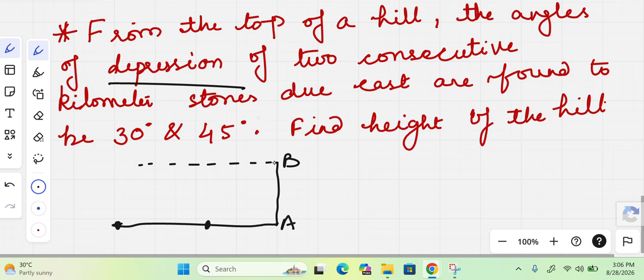So how much will be the first angle? Tell me how much will be the first angle? Ma'am, 30. Okay, you are saying 30. Which angle will be bigger? The one near, or the last farther one?